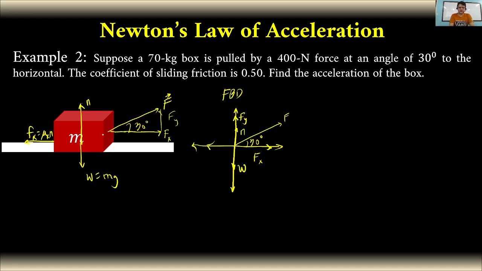Because as we know, if the force exerted is pointing towards the right, the friction is a resistive force that opposes the motion or the attempted motion. So basically, it should be pointing towards the left. So this is our kinetic friction force.